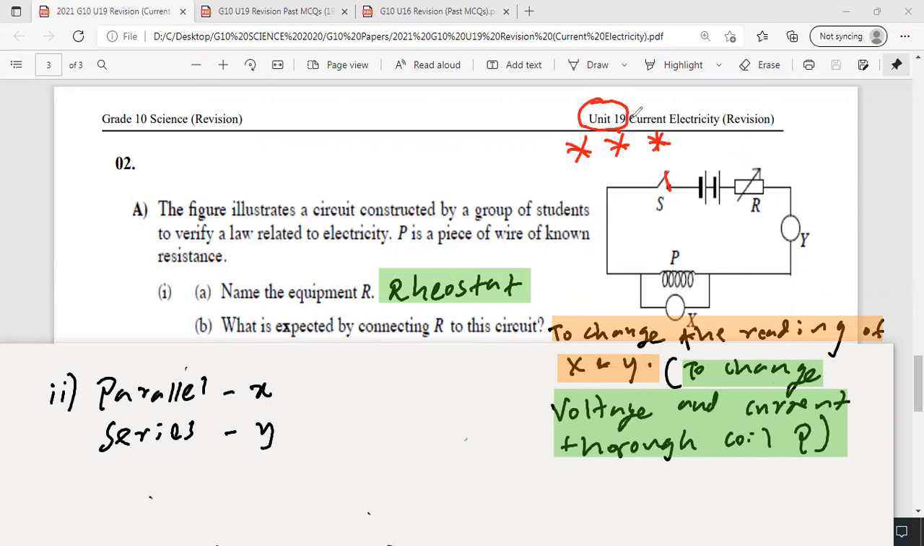Sometimes they can give this circuit diagram and ask in the exam what is the aim of this experiment. That is to prove Ohm's law, to demonstrate Ohm's law. What is Ohm's law? The relationship between V and I. Voltage is directly proportional to the current at constant temperature. What is the equation we get from Ohm's law? V equals IR. Every year you get at least one MCQ calculation from V equals IR. V for voltage, I for current, R for resistance. Right? Now, next one.